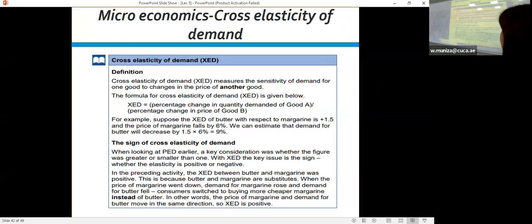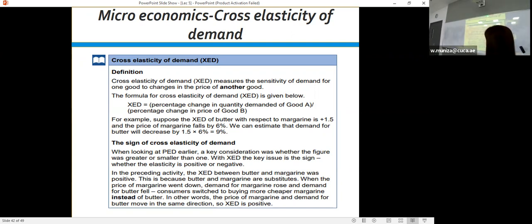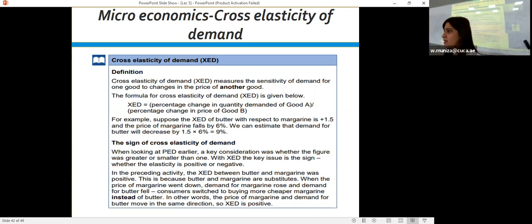Cross elasticity of demand measures the sensitivity of the demand for one good to change in the price of another good. The formula is: cross elasticity of demand is equal to percentage change in quantity demanded of good A divided by percentage change in the price of good B. By changing the price of one product, whether it is bringing a change in the demand of the other product or not, we will know by calculating cross elasticity of demand. Cleared? For example, suppose the cross elasticity of demand of butter with respect to margarine is positive 1.5.